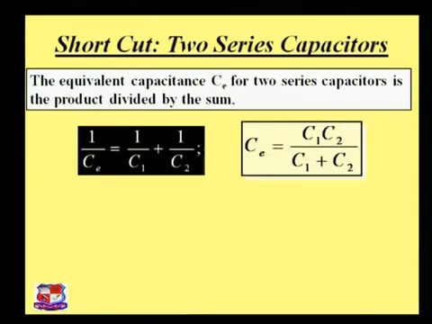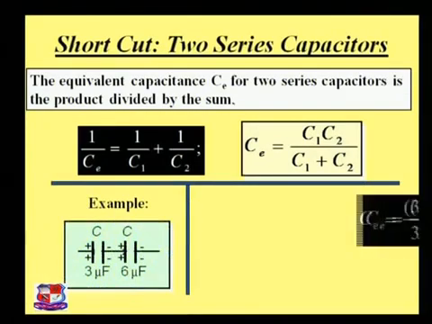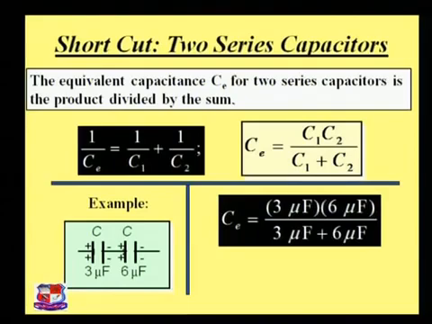This is one of the shortcuts of the series form. To find the equivalent capacitance, take the product of the capacitors divided by the summation of the capacitors. So Ce equals C1 C2 by C1 plus C2 if we are using two capacitors. Just a simple example: C1 is 3 and C2 is 6 microfarad, so 6 into 3 is 18 microfarad, divided by 3 plus 6, that is 9 microfarad, which gives you 2 microfarad.